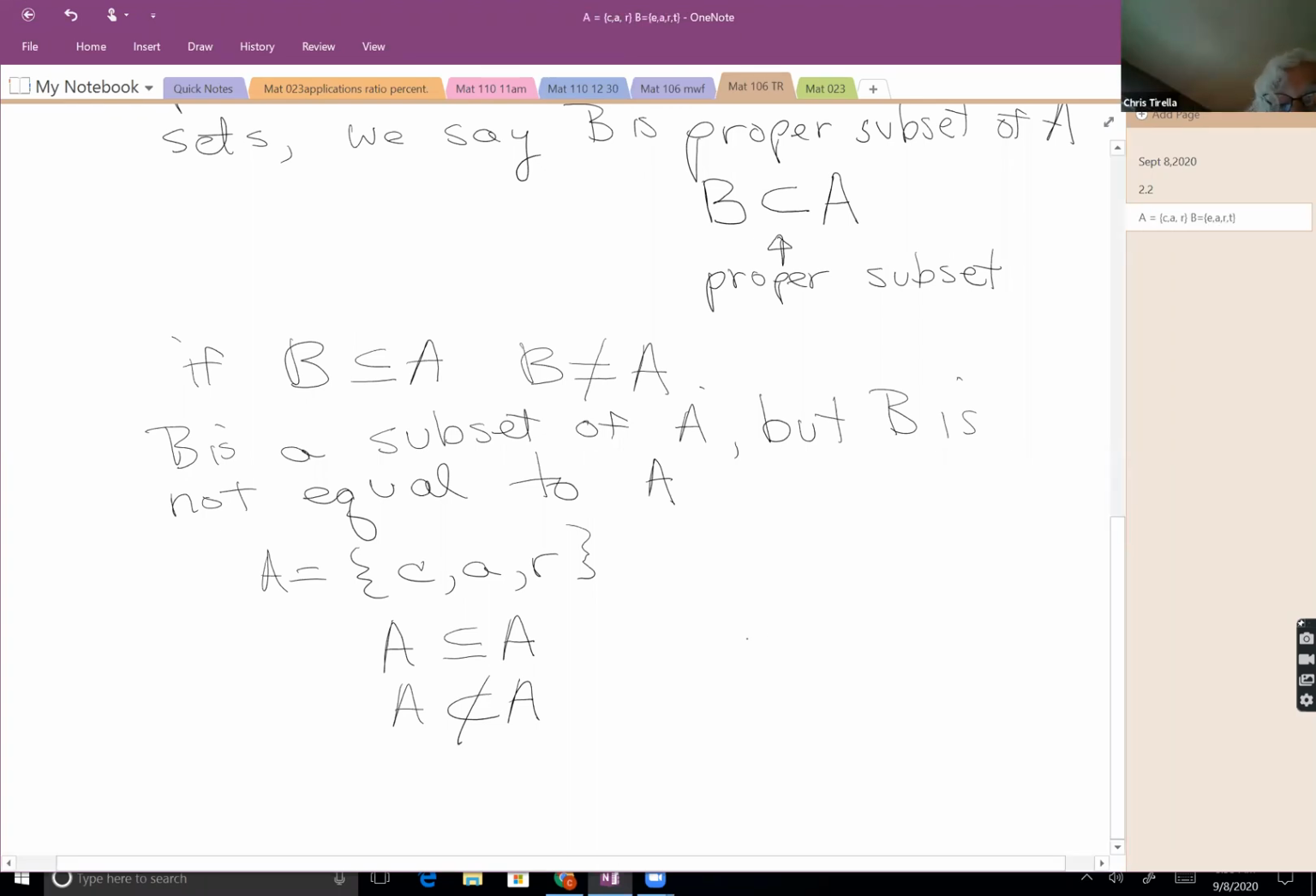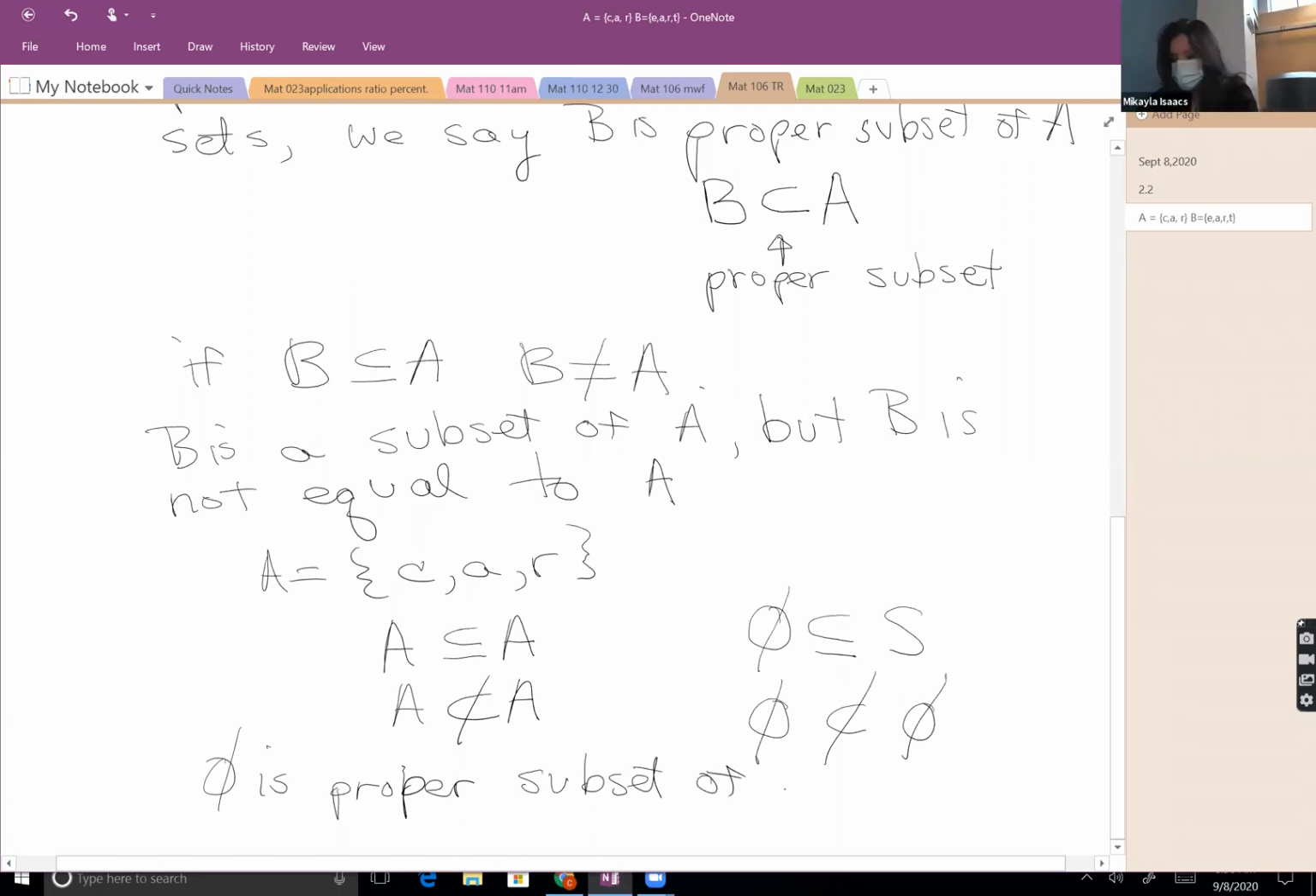And so, you know how we had said that the empty set is a subset of every set? The empty subset is not a proper subset of the empty set because they're the same. So the empty set is a subset of every set. It's a proper subset of every non-empty set, but it's not a proper subset of itself. How crazy is that? So the empty set is a proper subset of every set except the empty set.